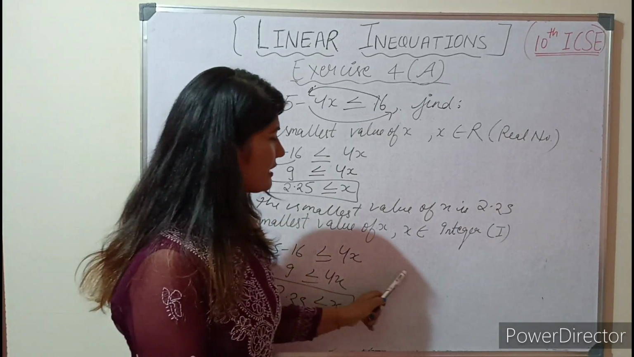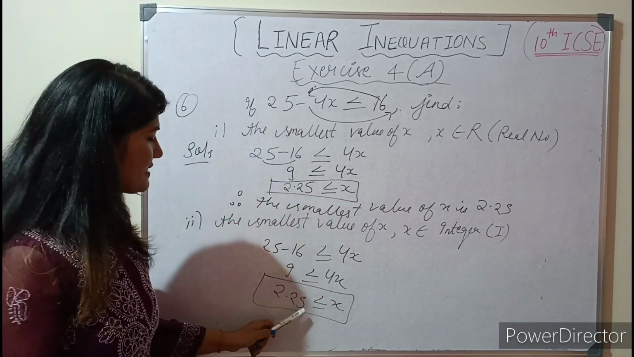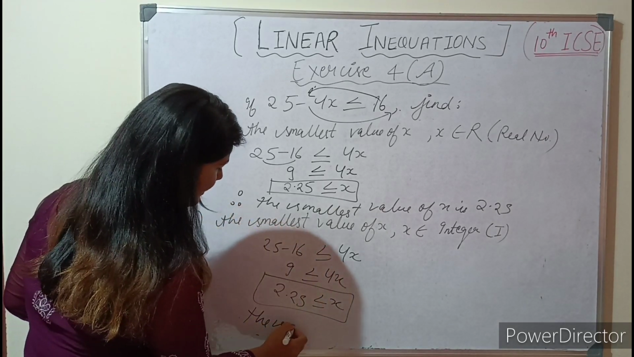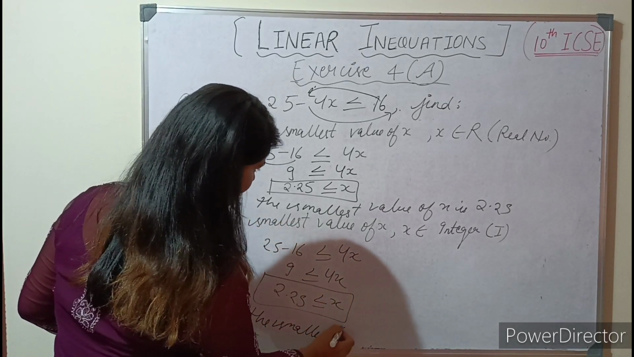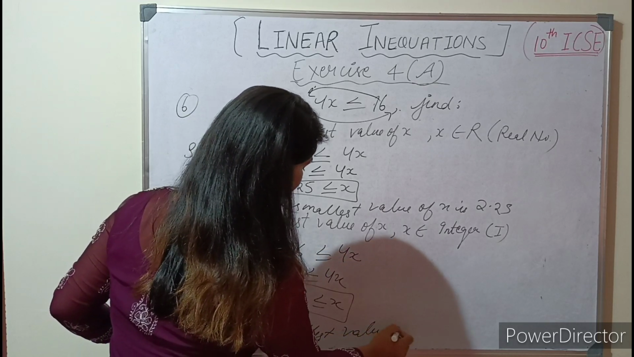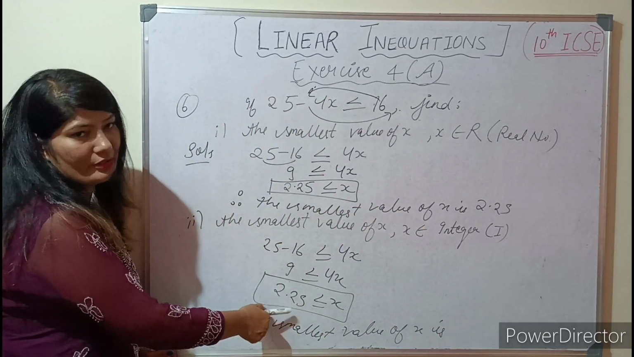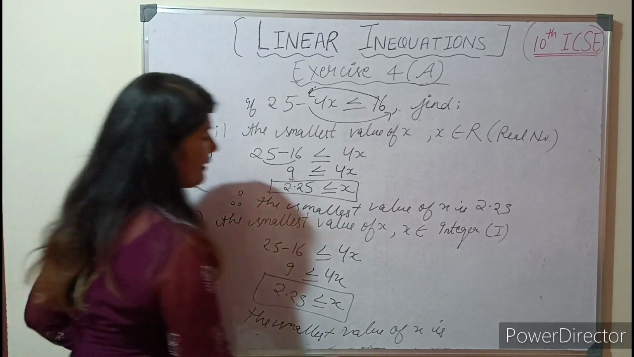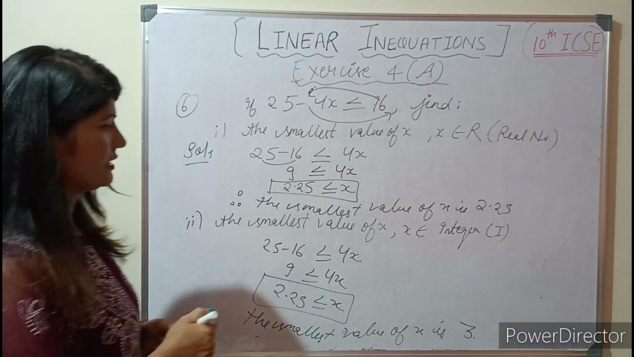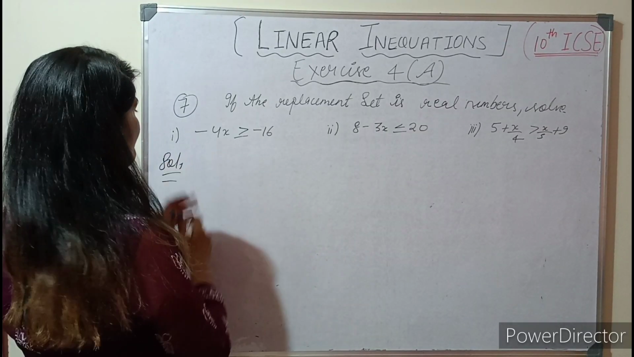But in this case it is x belongs to integer. Clear? So integers don't include decimal numbers. So it means the smallest value of x is, so this is more than 2.25. So more than 2.25 is 3. So this is the answer for the second part, and this is question number 6. Now moving to question number 7.